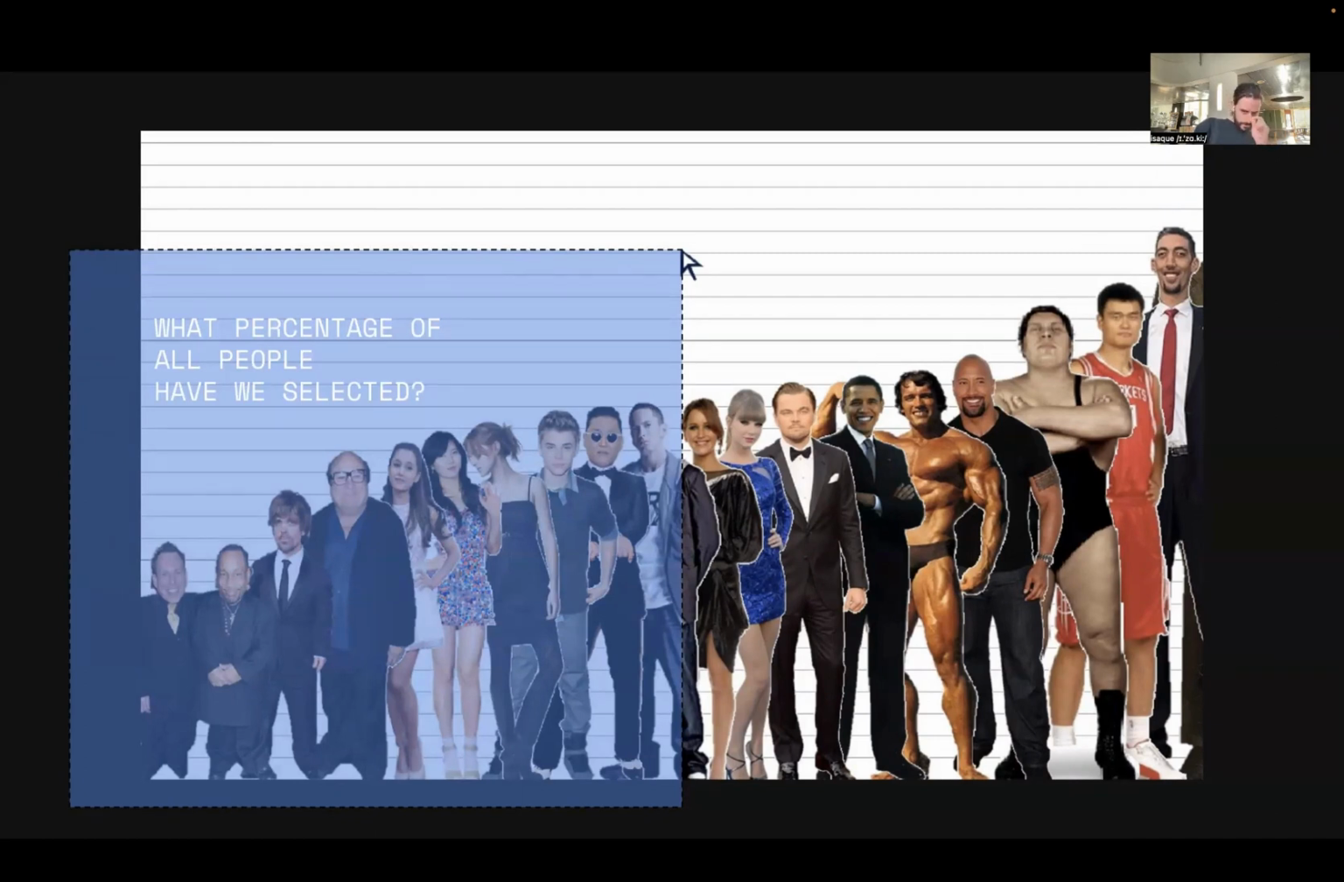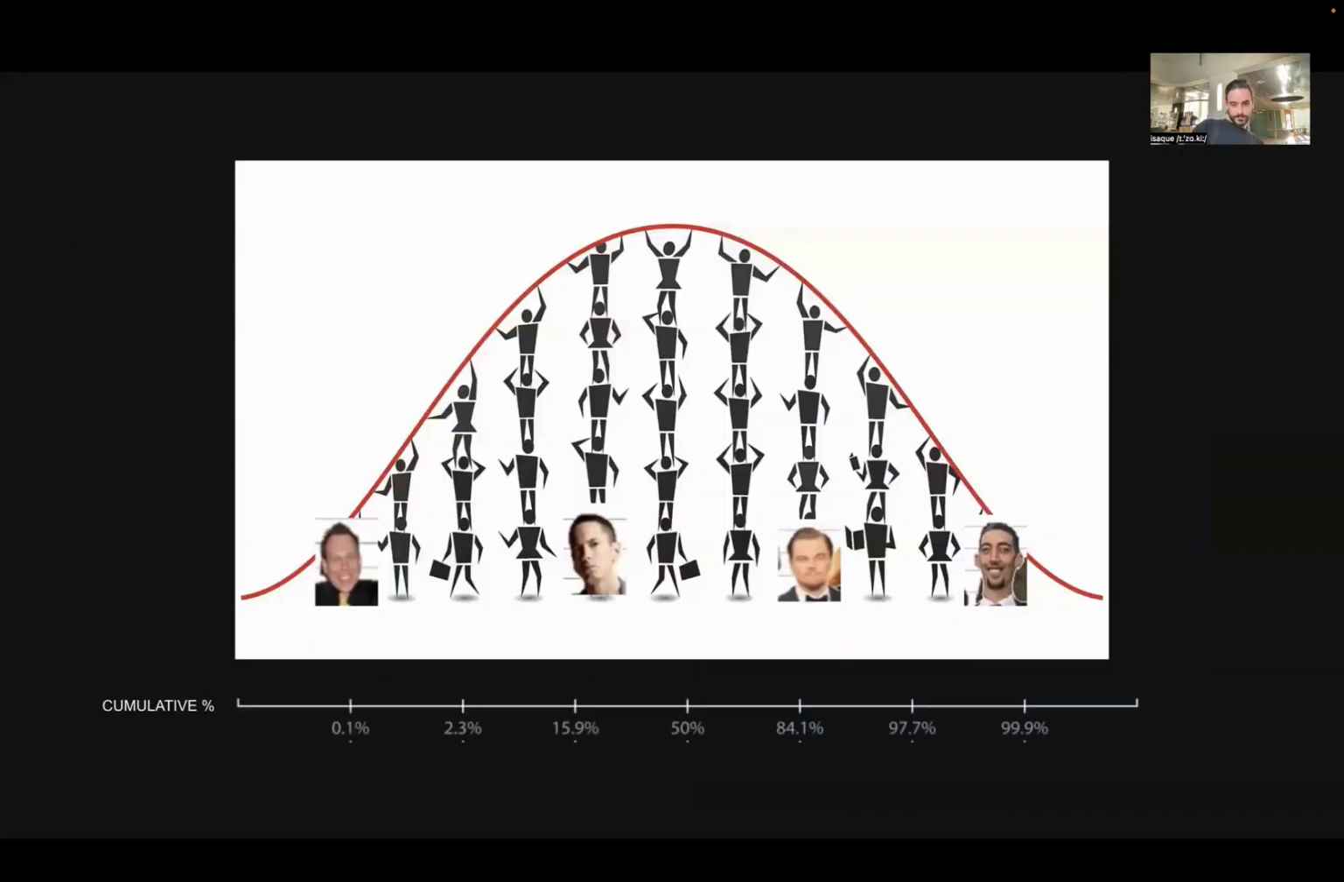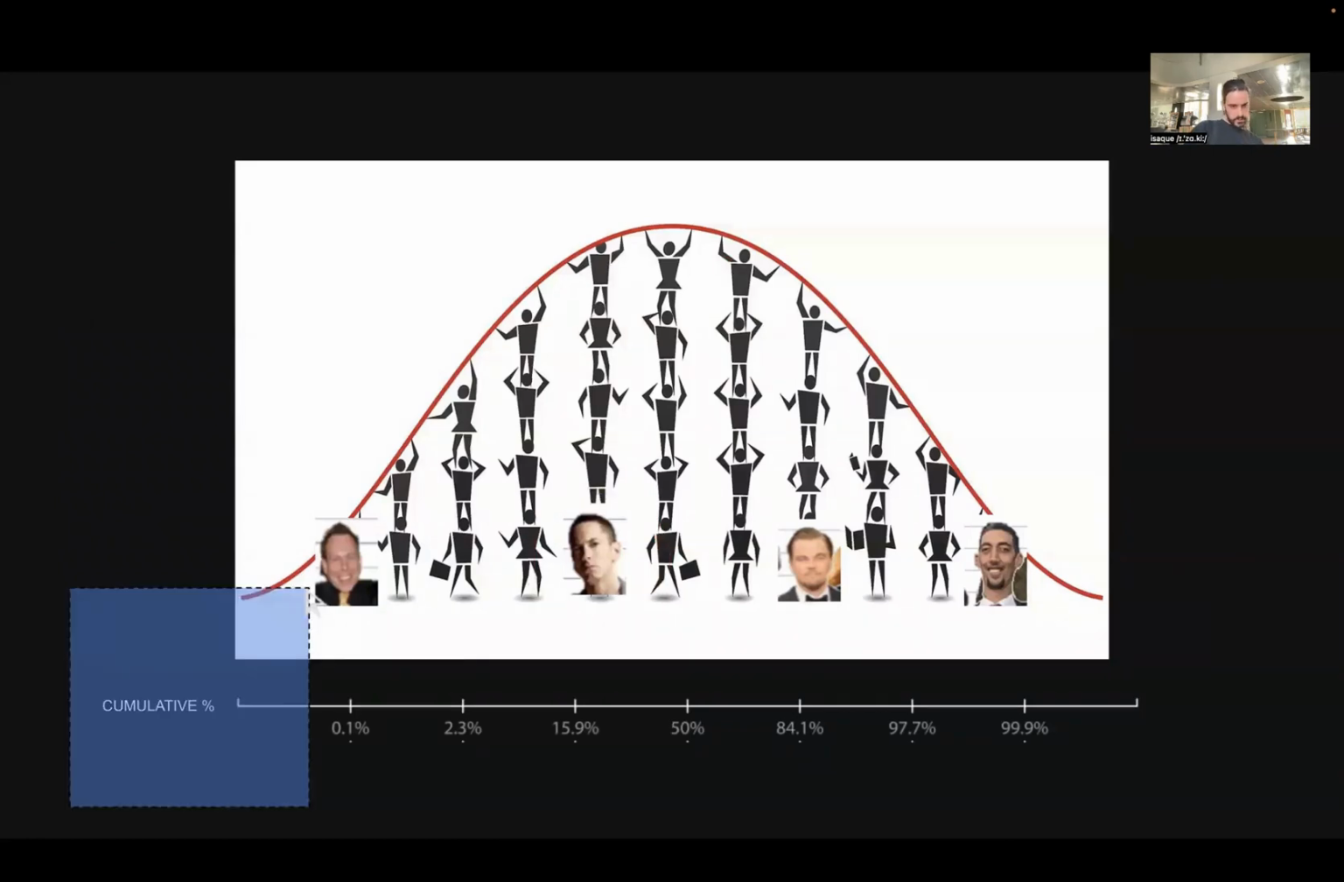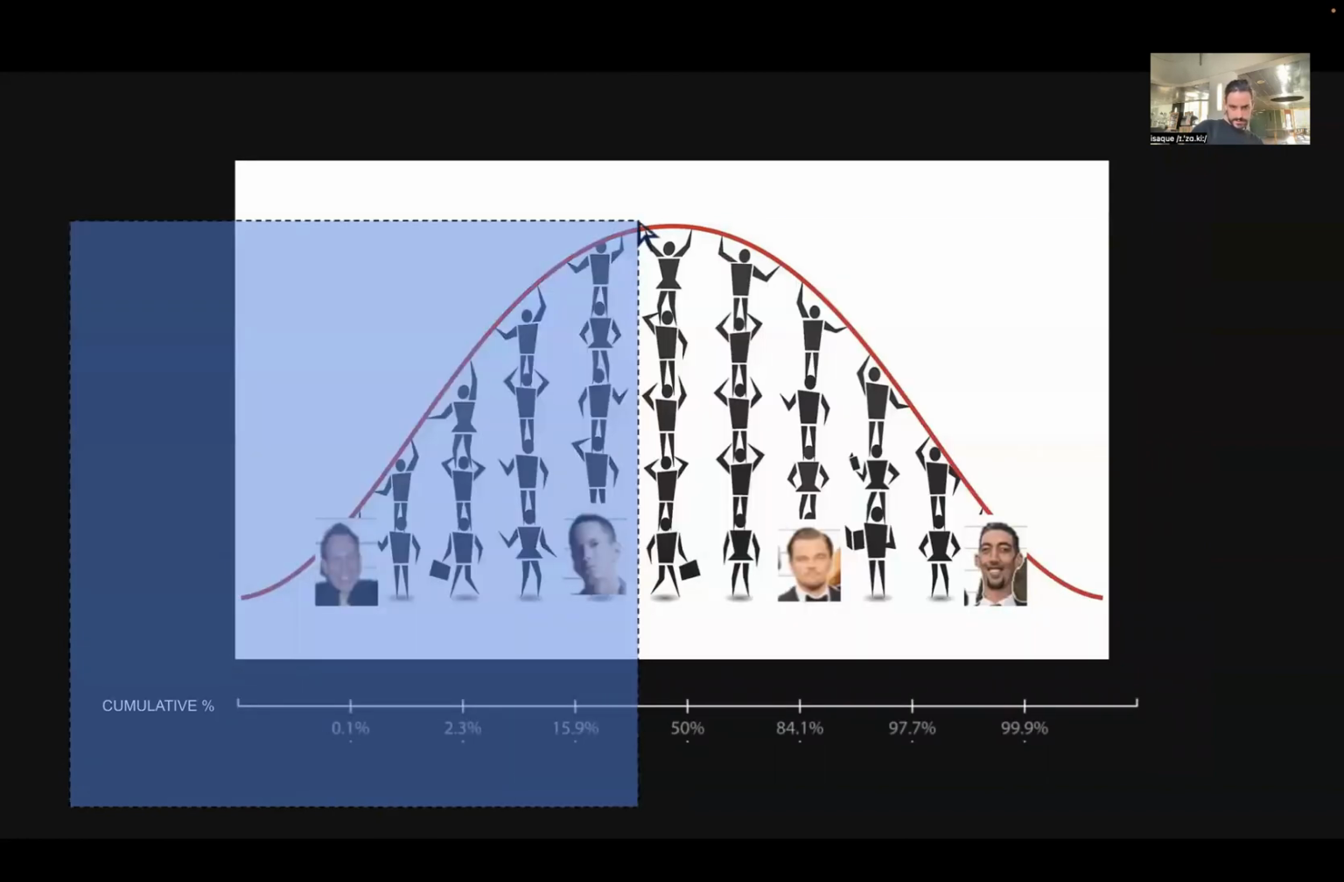So the question is, what's the percentage of all the people that we just selected right now? Roughly half, I think, from this image, but we have to look at the distribution to see this exactly. The question we're asking is, what percentage of all people is shorter than Eminem? So we start selecting the people, like we did before, stop right at Eminem, and we say, okay, Eminem stops right at this vertical. So Eminem is in the 16th percentile.